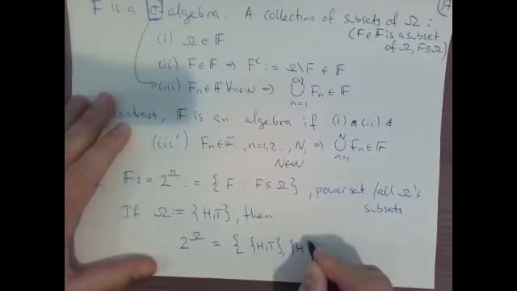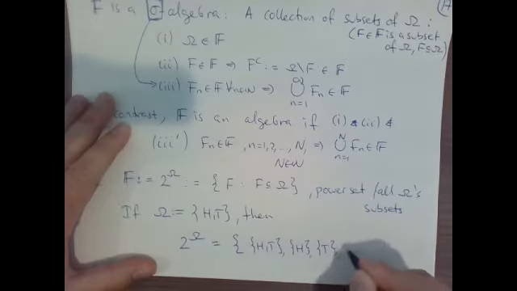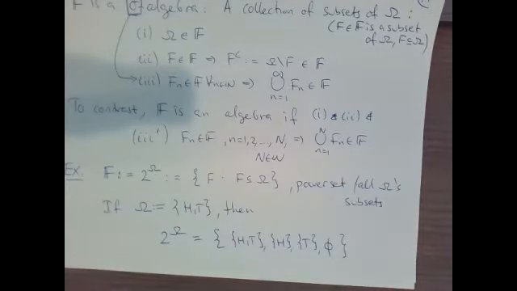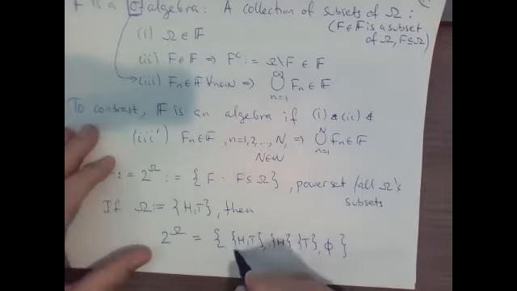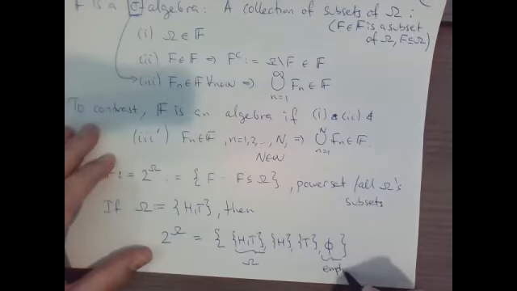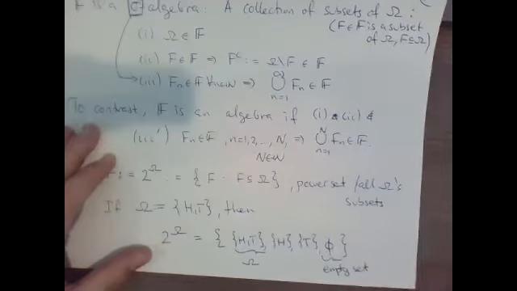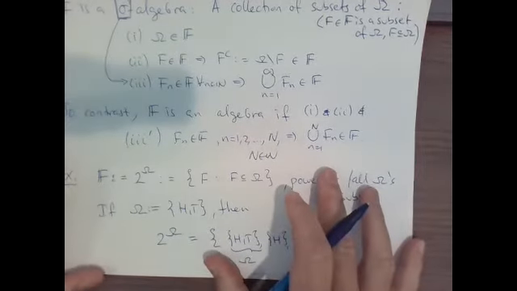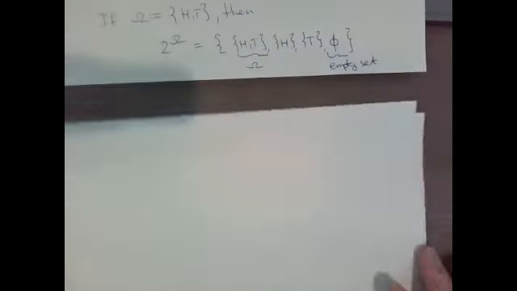I'll be able to take heads, tails, and the empty set. And these are all the possible subsets that I can find of omega. I can find omega itself. I can find the element that just has H, the element that just has T, and then I can find the empty set. So that's the example for the one period binomial model we will have.